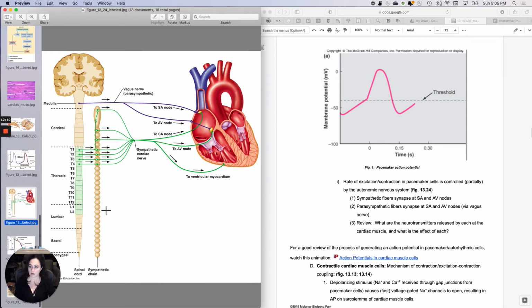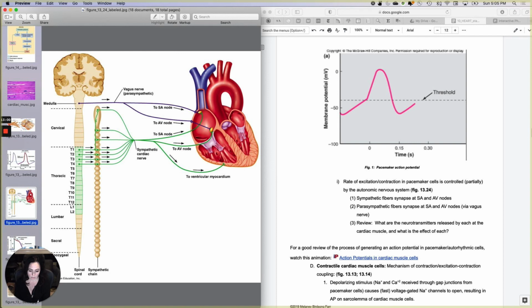Oh, there's a figure I want to open for you. I'll show it to you in just a second. So the rate of excitation and contraction in pacemaker cells is controlled by the autonomic nervous system. So the sympathetic fibers, that's these coming from the thoracic region of the spinal cord, go to the SA node and the AV node. Okay. And what would happen in this particular instance is, let me go ahead and I'll draw that in green.